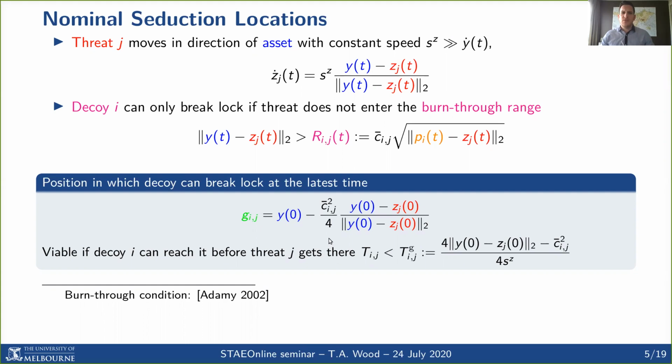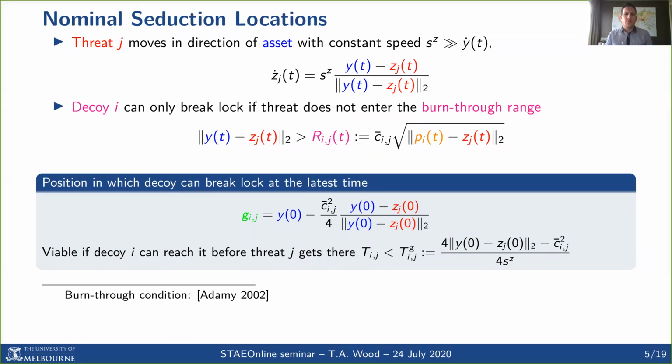For this, we first assume that the threat moves in a straight line towards the asset from the time when we detect it. And then this nominal location, this destination we want to send the decoy to, should satisfy the conditions for which we can actually do the spoofing with a high probability.